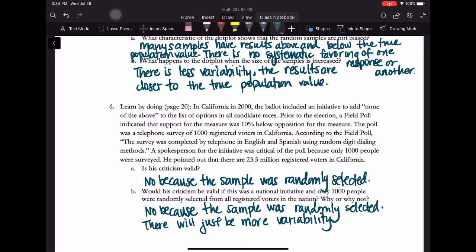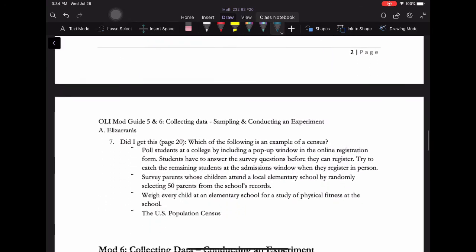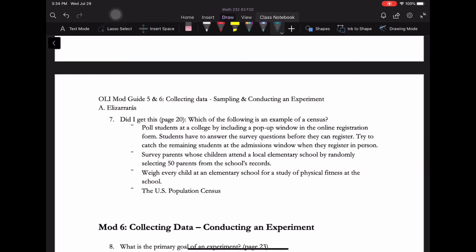We're going to move on to the Did I Get This from page 20. Which of the following is an example of a census? Well, we're in a year of a census right now where we're trying to gather information on the entire population of the United States. And a census is when we gather information from the entire population.